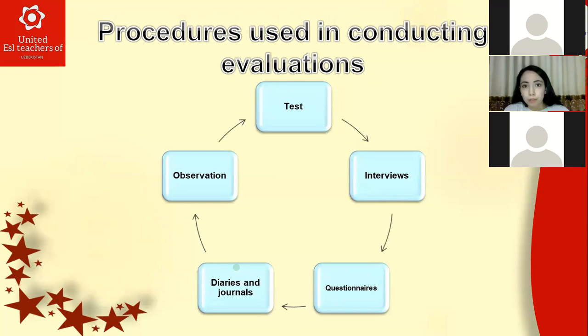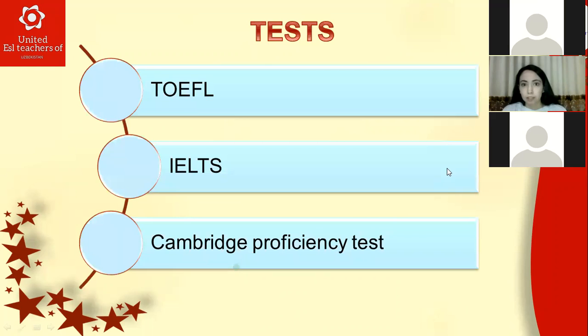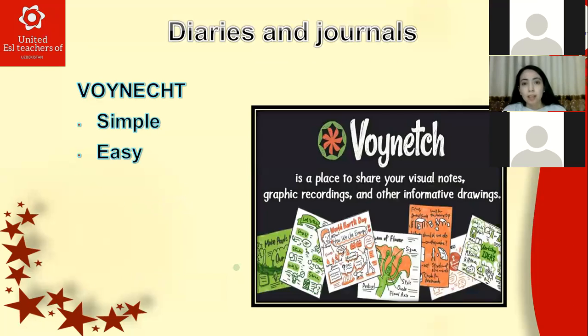Now let's move to the procedures that can be used in conducting evaluations. Here we can see tests, interviews, questionnaires, diaries and journals, and observation. Now we would like to offer some different types of tests. Here you can see tests like TOEFL, IELTS, and the Cambridge Proficiency Test. Next, diaries and journals. Teachers and students are required to keep diaries and journals to evaluate.